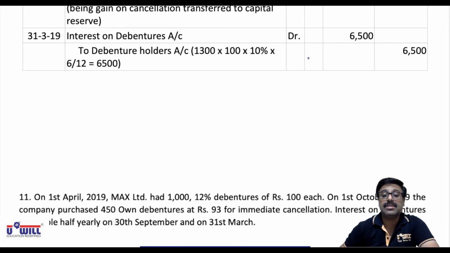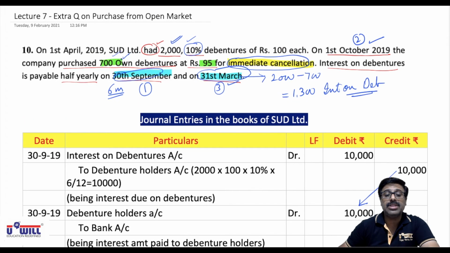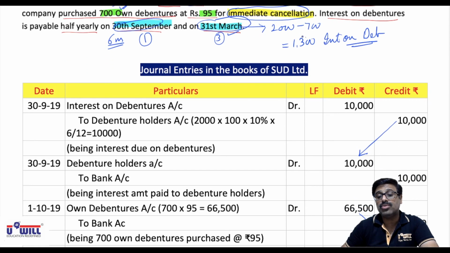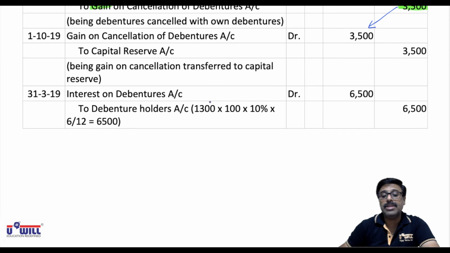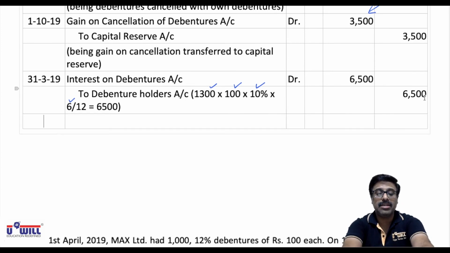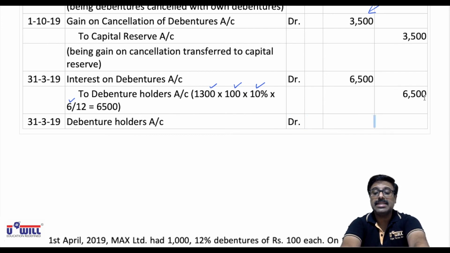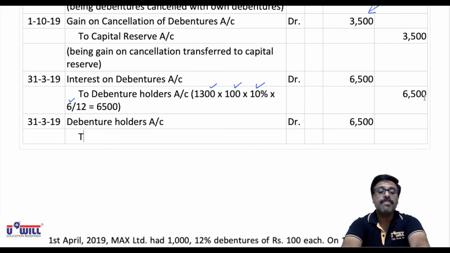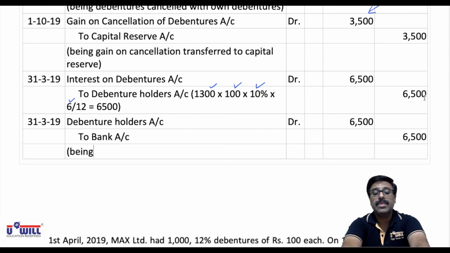I hope everyone is clear with this calculation. Out of 2,000, 700 debentures are purchased. So on 31st March, now we have to pay interest only on 1,300 debentures. So 1,300 debentures into face value 100 into rate of interest 10% into 6 months. So 6 divided by 12, 6,500. And then for the payment of this interest on 31st March 19, the entry will be debenture holders are the receiver, debit the receiver, debenture holders account debit with 6,500. Bank is the giver, credit the giver, bank account 6,500. Being interest paid to debenture holders.